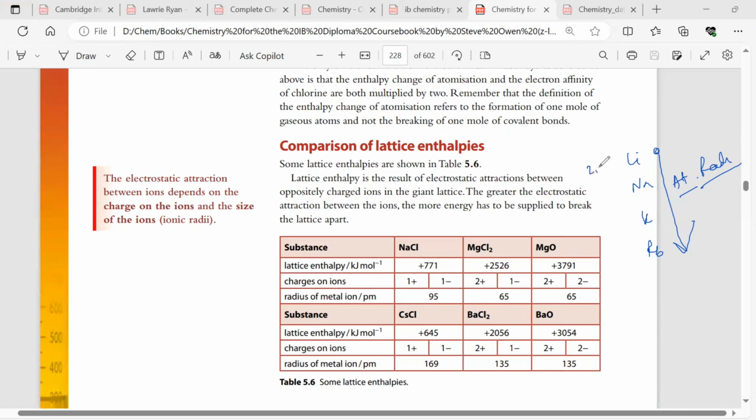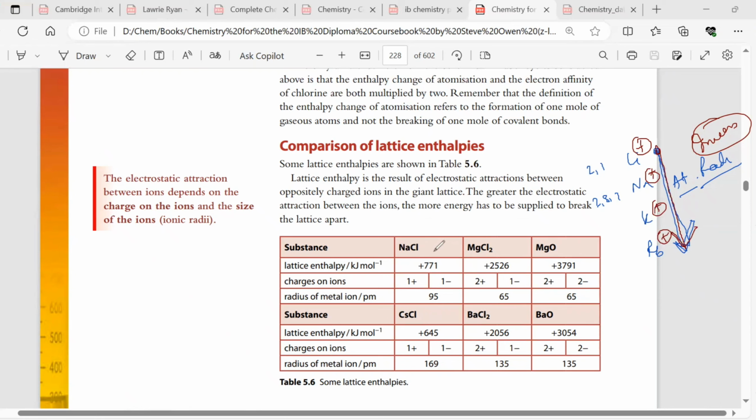Lithium is 2,1, right? And sodium is 2,8,1. So if you go from top to bottom, K, does the atomic radius decrease or increase? Okay, increases, right? If you go from top to bottom, atomic radius increases. So whenever we go from Li+, Na+, K+ to Rb+, the atomic radius increases, right? Isn't it?